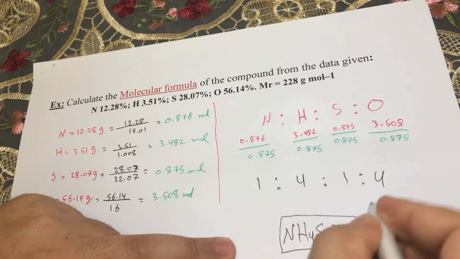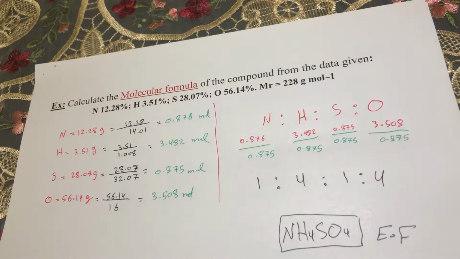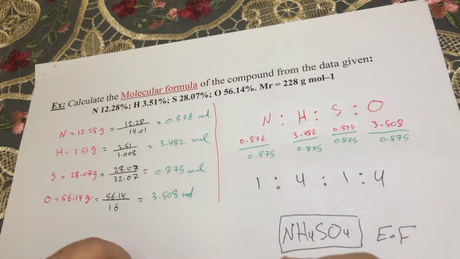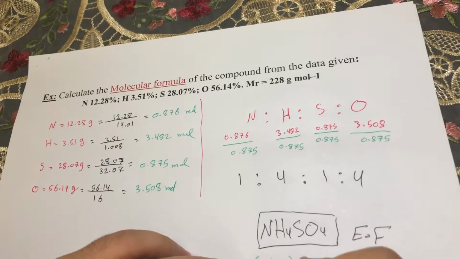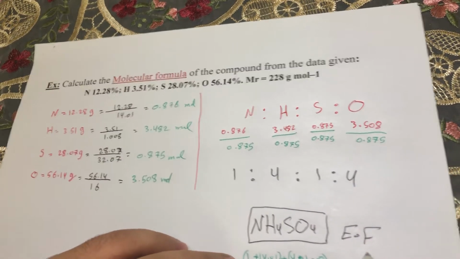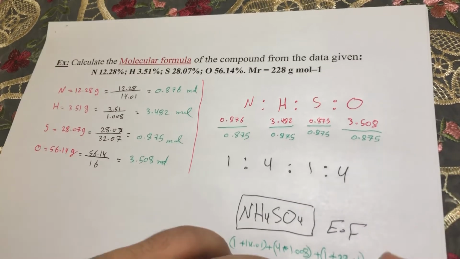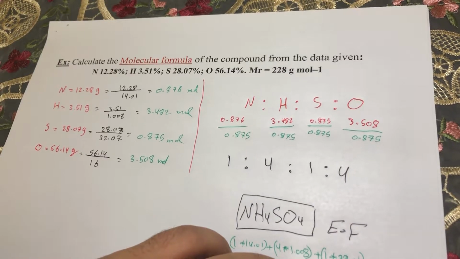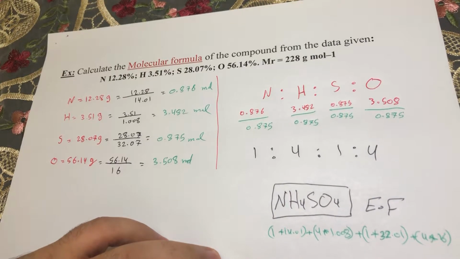So the formula is NH4SO4. This is called what? The empirical formula. So for the empirical formula, we should find its molecular weight. It's 1 times 14.01 plus 4 times 1.008 for hydrogen plus 1 times 32.07 for sulfur and 4 times 16 for oxygen, and the total is 114.